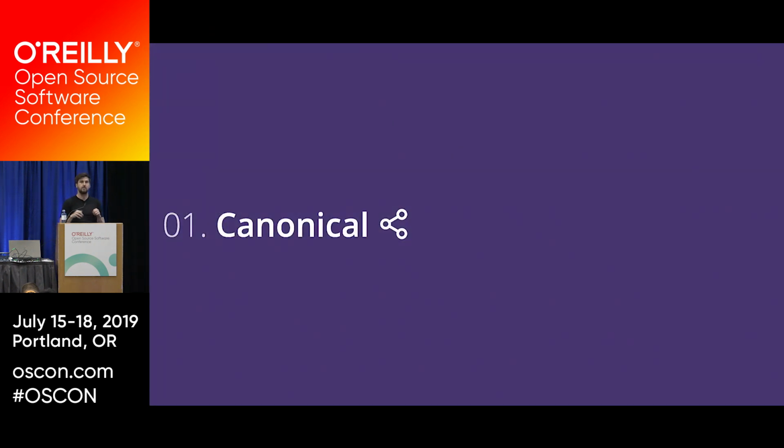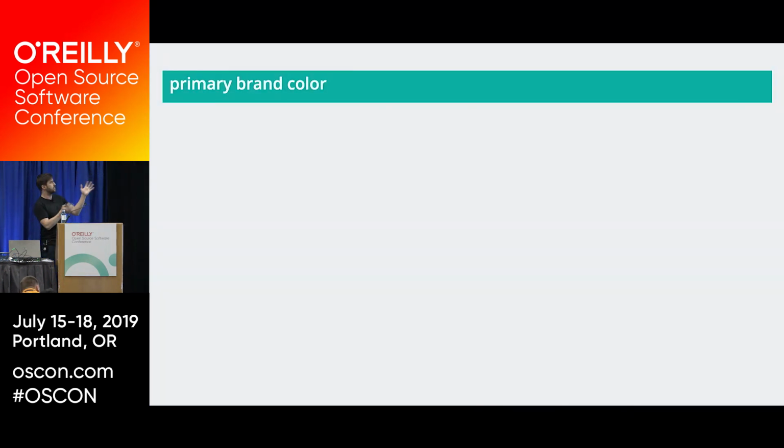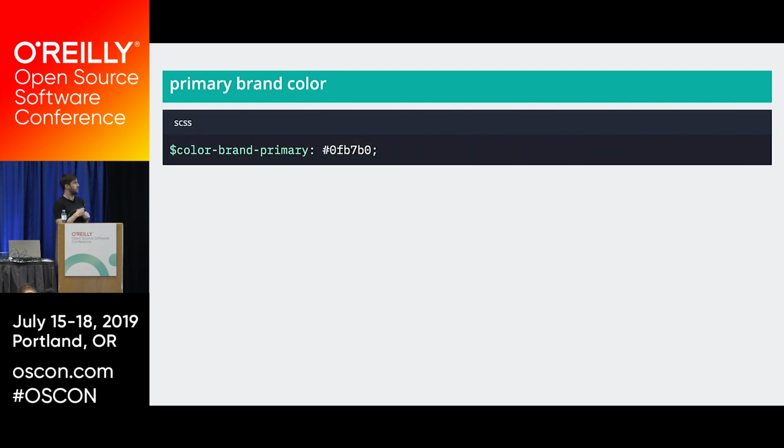The first one is design tokens are canonical. They're a single source of truth, and because they're a single source of truth, they have different representations or different interfaces in different languages and platforms. I'll show you an example of what this looks like. Take this teal color as, say, your brand's primary brand color. Now, if you want to use this on the web, maybe you define a SASS variable like this. You give it a name, you give it a value, it's a hex value, color brand primary.